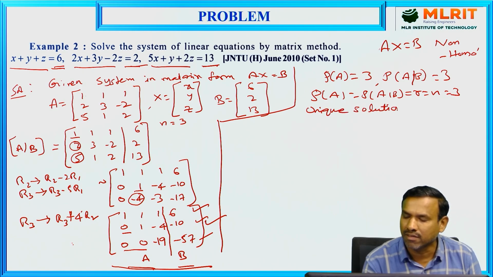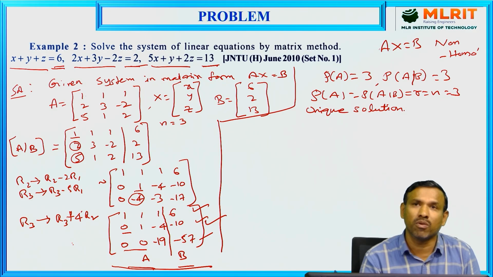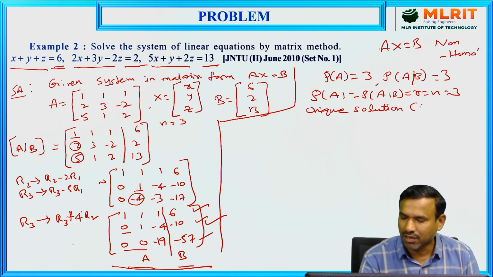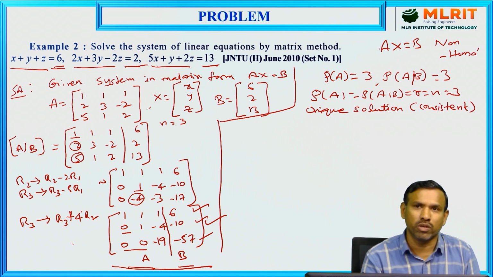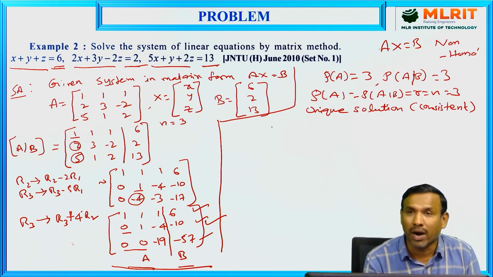A unique solution means consistent or inconsistent? At least one solution, we say consistent. So suppose he is asking consistent or inconsistent, since it has a solution, we say consistent. Once consistent, we can find the solution. You are telling here unique solution, then what could be the solution? He is asking to solve the equation, so we should find the unique solution.